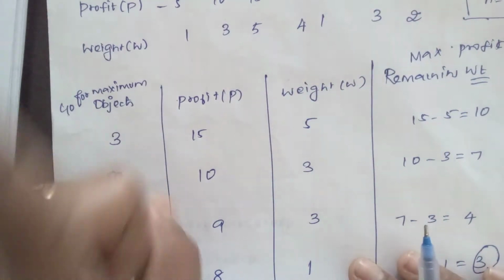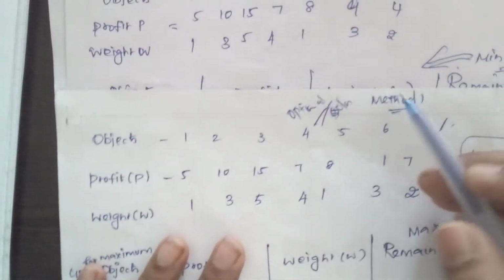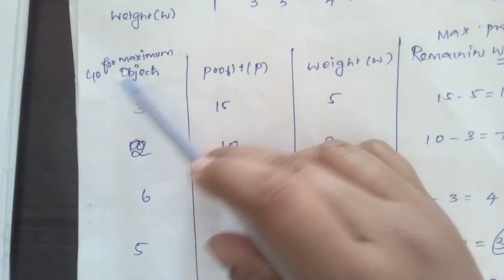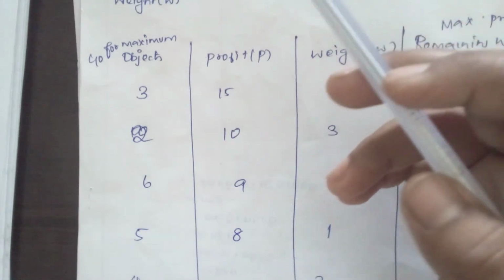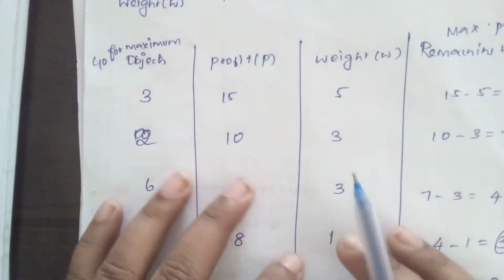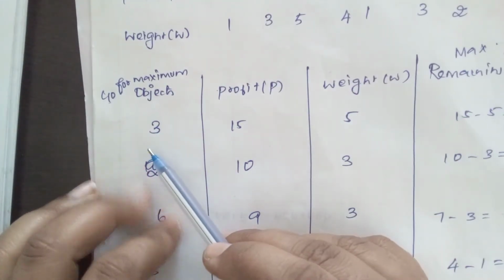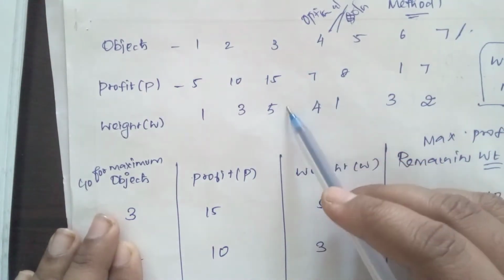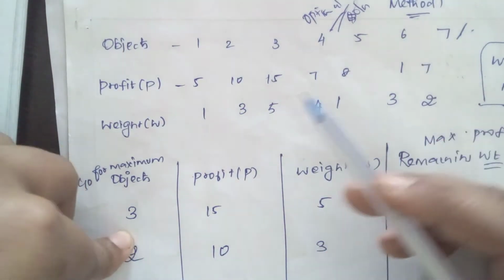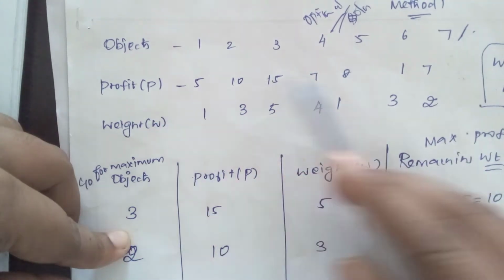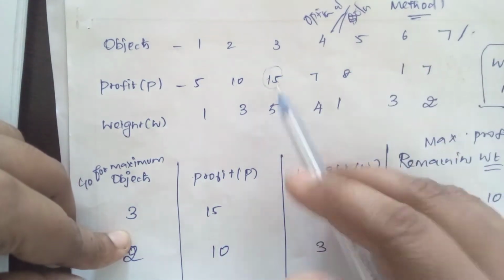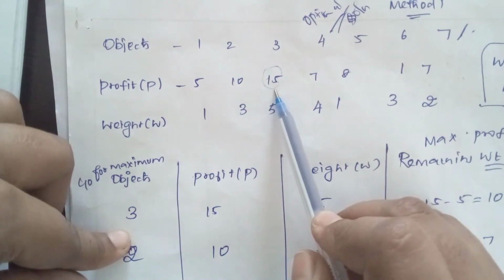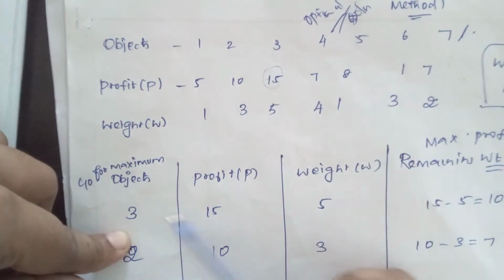I'm going for the first method, method 1. Go for the maximum terms. I am choosing the maximum profit here. Which one is maximum? The first one is 15, that is the third object, so I am choosing the third object.